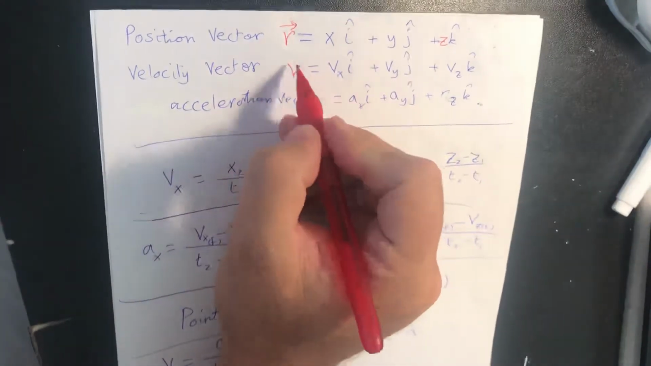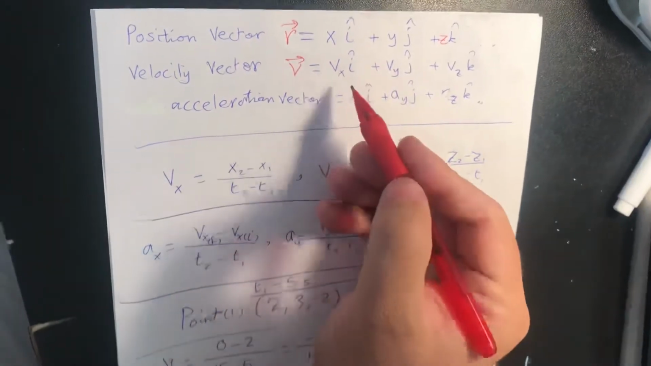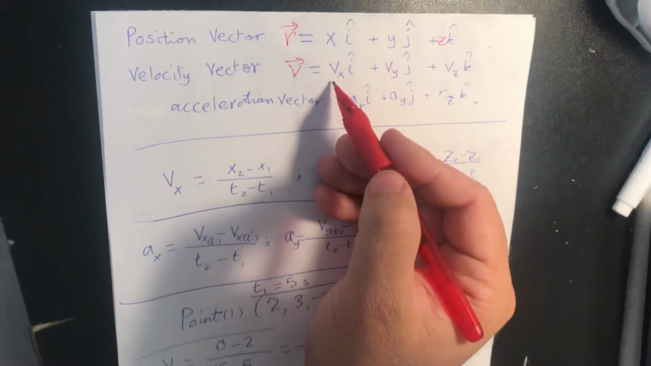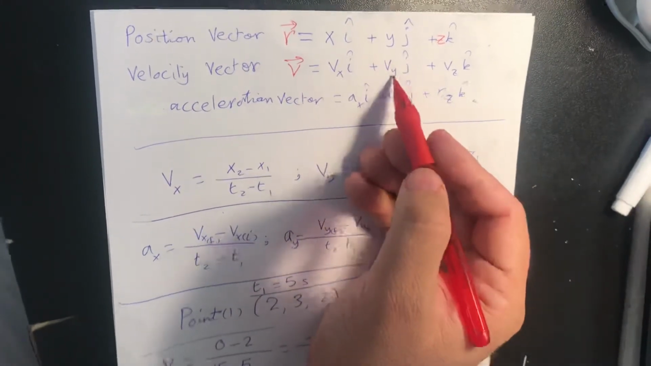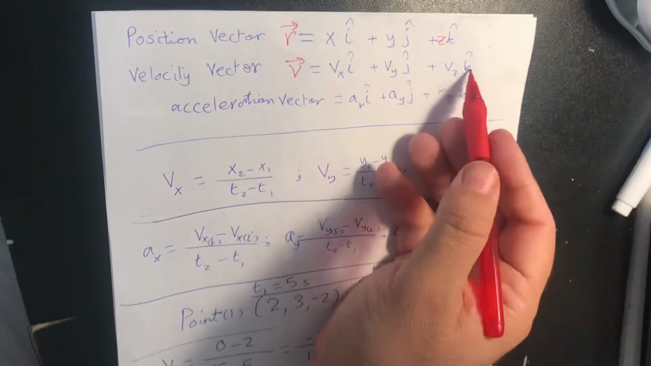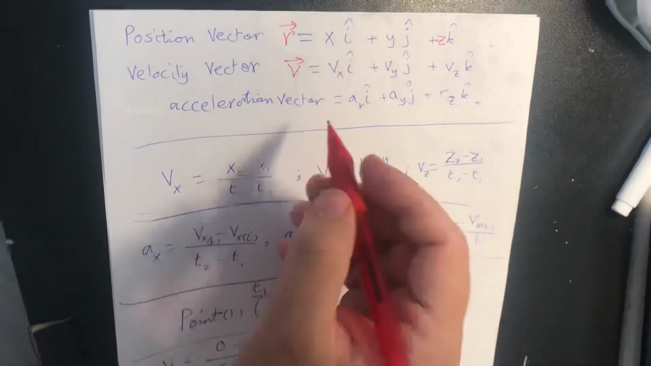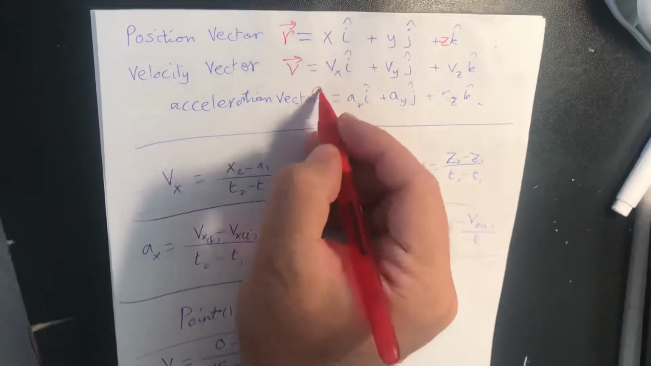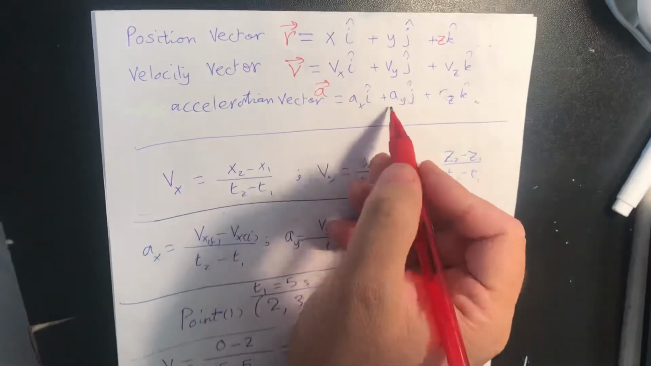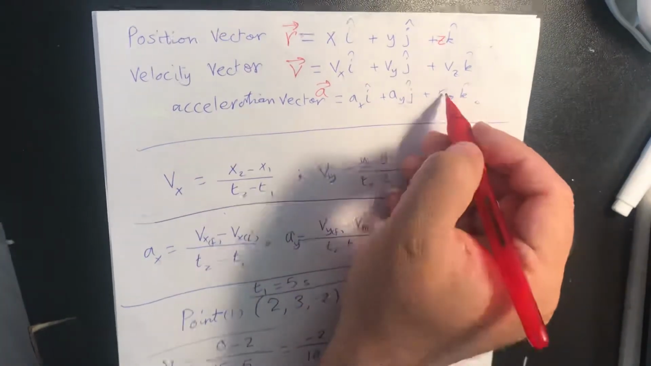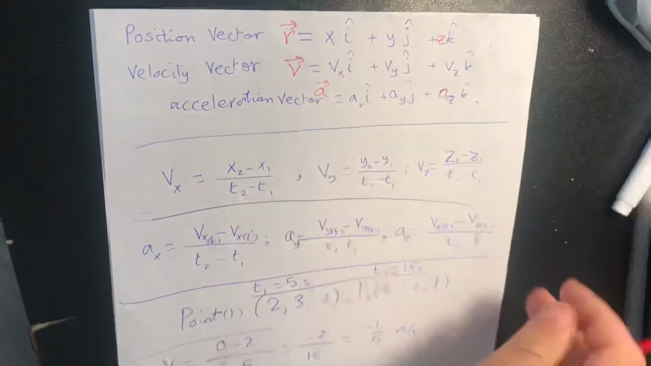Velocity vector, which is v as a vector, is vx i hat plus vy j hat plus vz k hat. It is a velocity in each direction. Also the same for the acceleration vector, which is a as a vector, ax i hat, ay j hat plus az k hat.